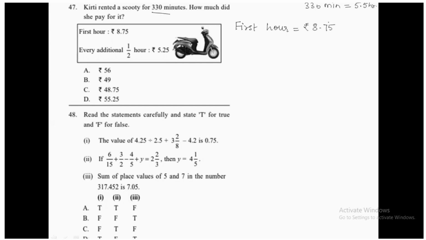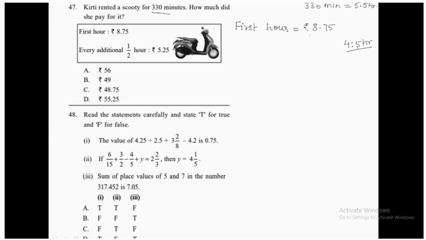And for the first hour, she is paying 8 rupees and 75 paise. Now if we subtract 1 hour from it, because the first hour she has to pay that much amount, that is fixed, 4.5 hours is still remaining. Now according to the question, for every half an hour she has to pay 5 rupees and 25 paise.